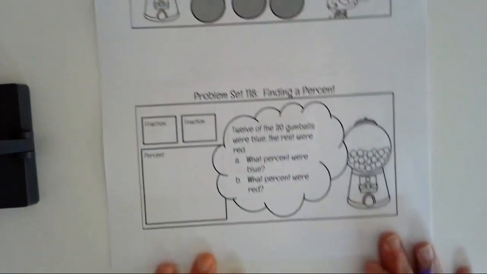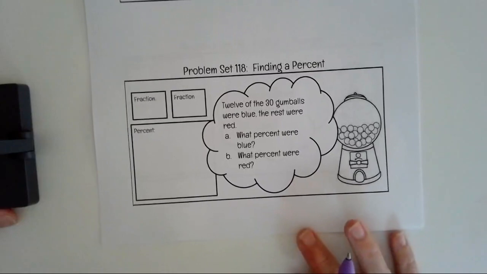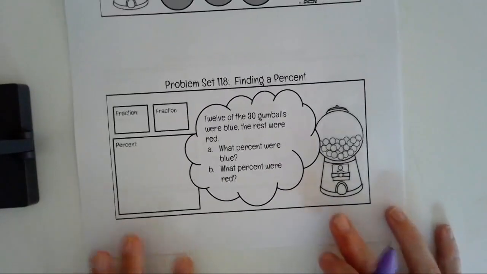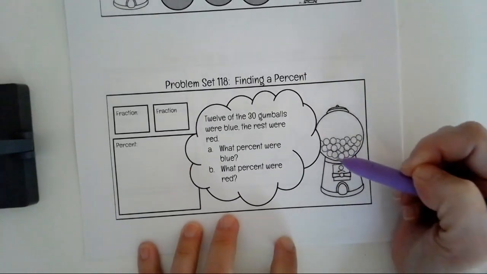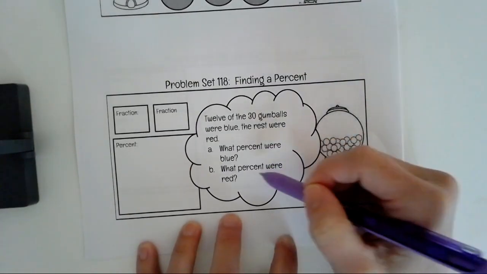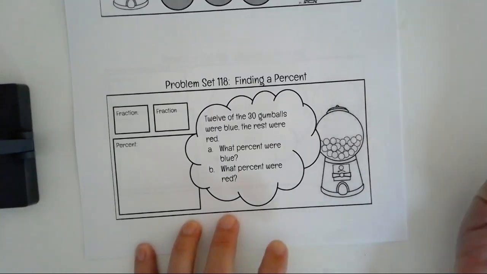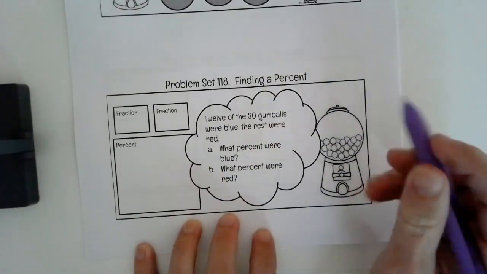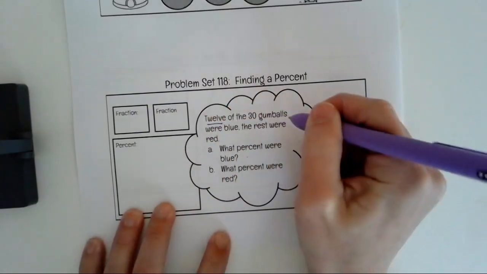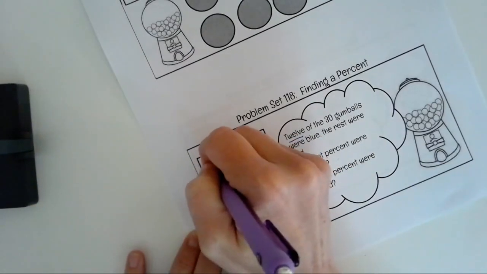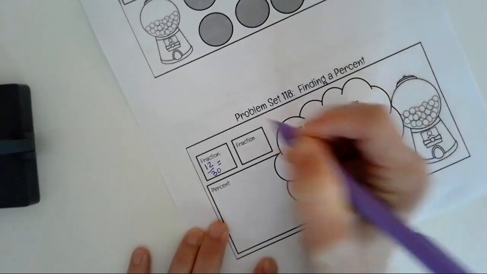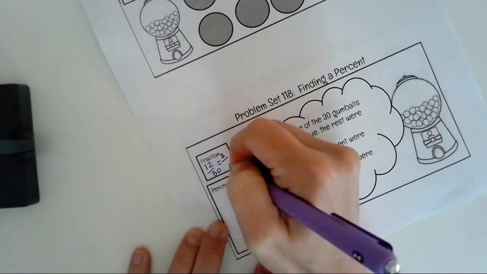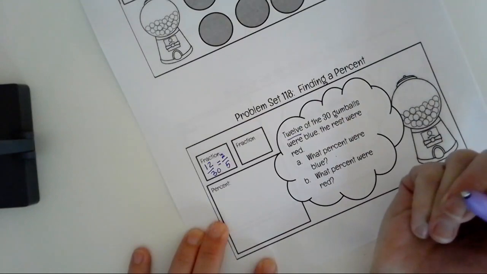Let's work one more together in finding the percent, and here is our word problem. In a word problem, you might see one similar. 12 of the 30 gumballs were blue, the rest were red. What percent were blue, what percent were red? If we find one, we're going to find the other pretty easily. So let's start with the blue. What percent were blue? It says 12 out of 30. So over here in my fraction box, I'm going to say 12 out of 30. I'm going to go ahead and reduce that. 6 goes into 12 2 times. 6 goes into 30 5 times. Now I'm working with 2/5.